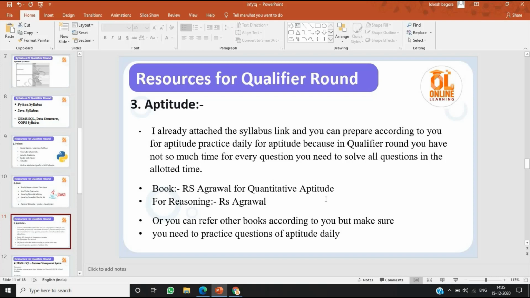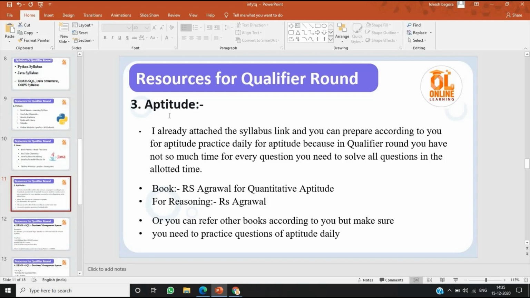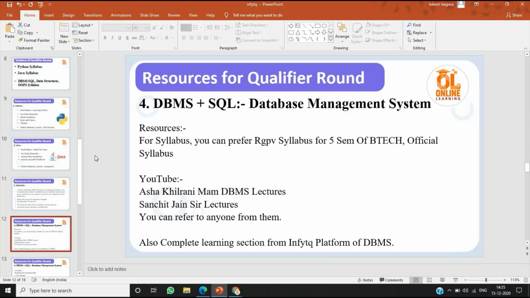So friends, you need to refer to R.S. Agrawal sir's book for quantitative aptitude, and for reasoning you can also refer to R.S. Agrawal sir's book. You need to practice aptitude questions daily, because you do not have much time for each question. So friends, practice aptitude questions daily. It will be very important for the qualifier round, because there are a total of 10 questions and you need to solve each question in a particular allotted time.